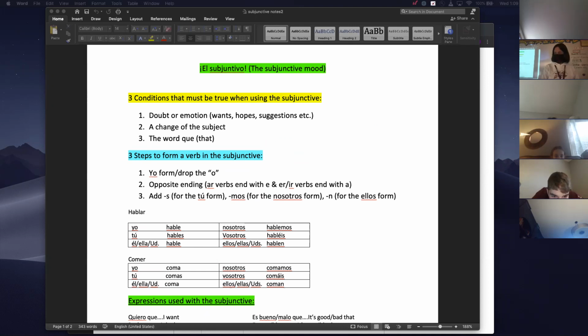Sergio, then what do I do? I'm just looking at the three steps to forming a subjunctive. So I got the yo form. I should have said drop the ending. I'll go ahead and add that. So yo form, drop the o. What's my second step there, Sergio? Opposite ending. Perfect. So AR verbs now have E, and ER and IR verbs have A. Gracie, what else do I need to do?